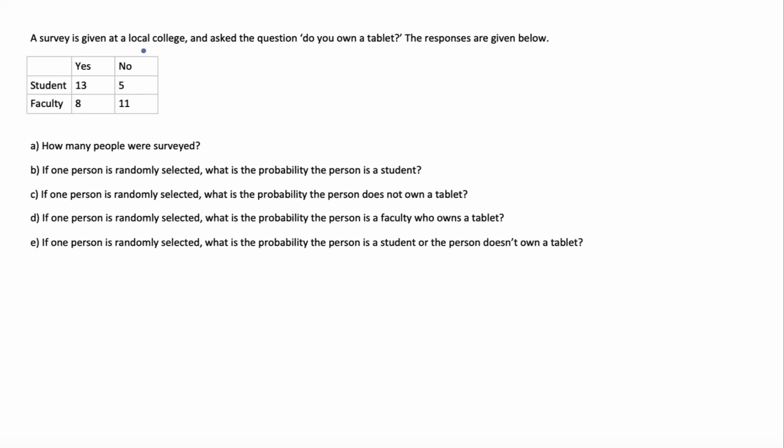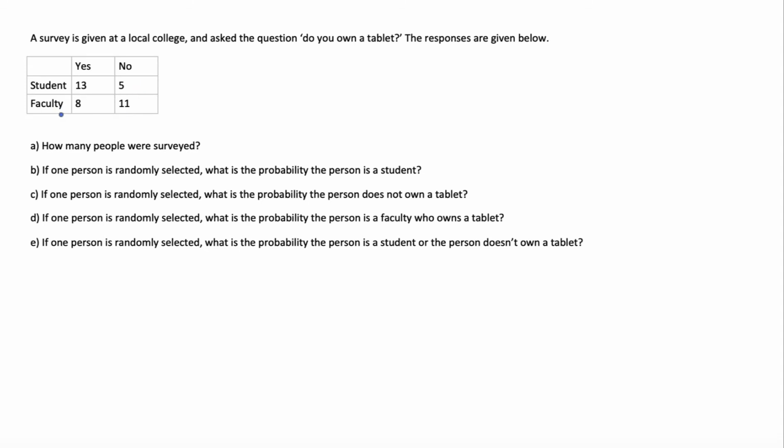A survey is given at a local college and asked the question, do you own a tablet? And the responses are given here below in this table. Okay, so let's take a look. The first row is for the students. So 13 students said, yes, I own a tablet, and 5 students said, no, I don't own a tablet.